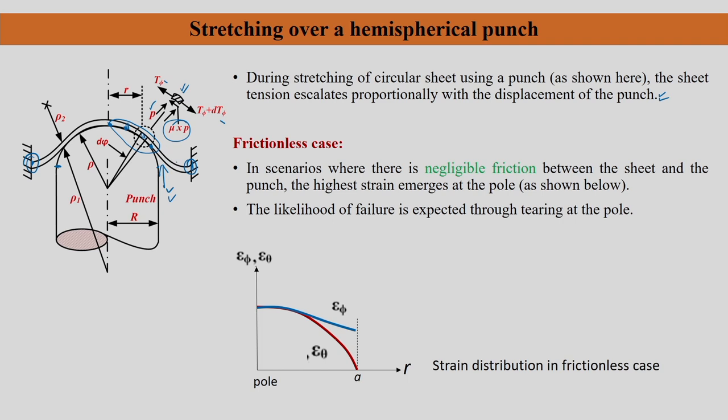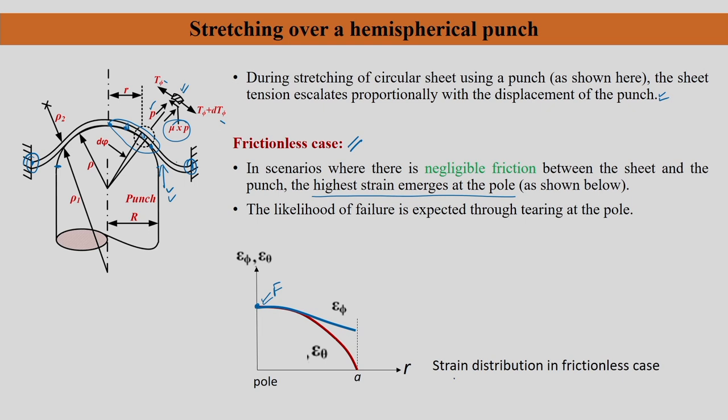So, now when you pick up a frictionless case, in scenarios where there is negligible friction between the sheet and the punch, the highest strain emerges at the pole, as shown in this particular figure. Okay, the same figure which I have used before. This is where you have the highest strain. Because it is going to have a larger strain, we expect the failure also to happen in the pole region through maybe tearing or splitting. The material will tear apart in this particular location F.